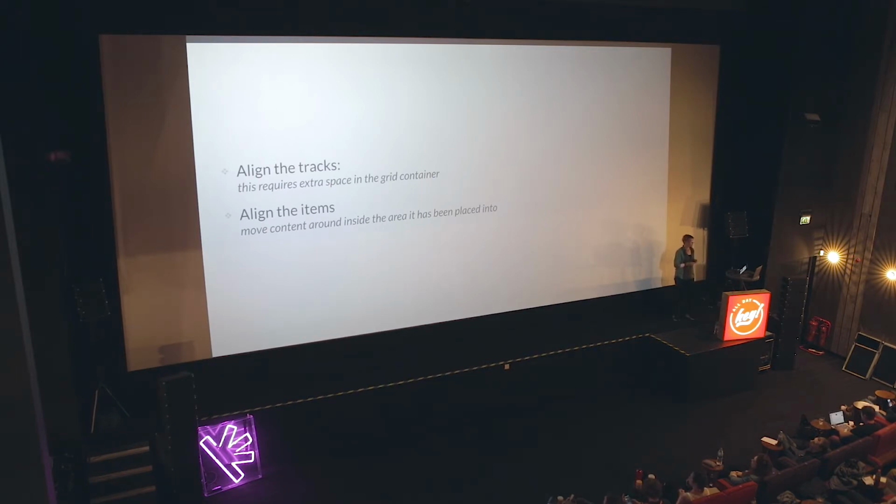And when we're in grid, we've kind of got these 2 different things we might want to align. We want to align the tracks themselves. If you've got extra space in your grid container, where do you want the tracks to end up? Do you want them to space out or not? And then we have the actual items. So whatever you've put into a grid area, how do you want that to behave? Do you want it to stretch out, or do you want it all to sit at the top or go into the centre?